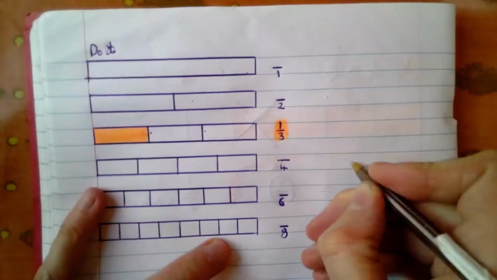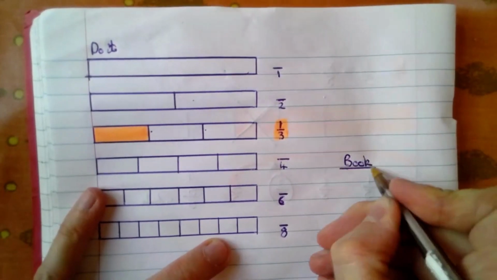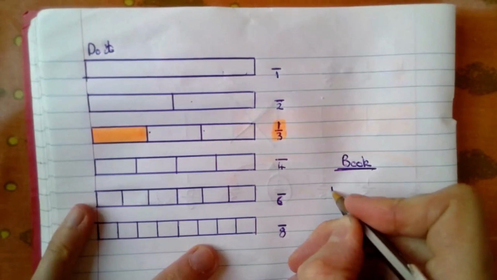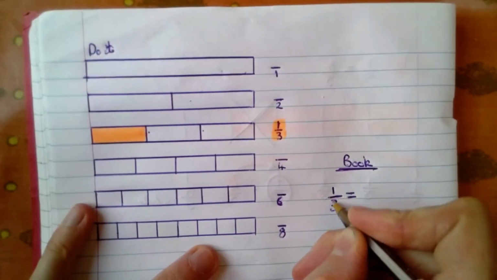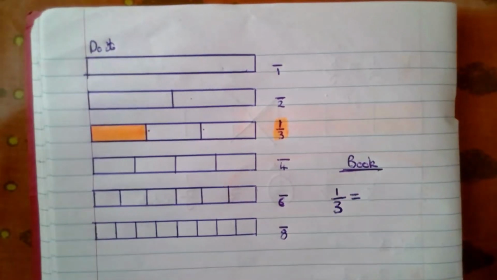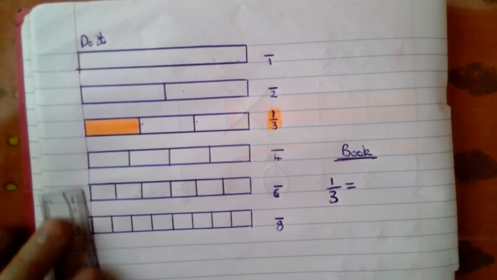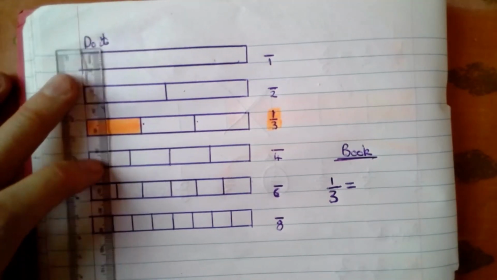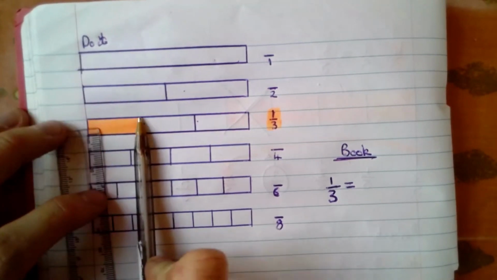In my book, all I'd like you to do today, guys, is just write down 1/3 equals. And what it equals, what is the other fraction that takes up the same amount of space? It is the same, but it's slightly different. So if we have a look, there's 1/3. I'm going to look up first of all. 1/3 takes up the same space.